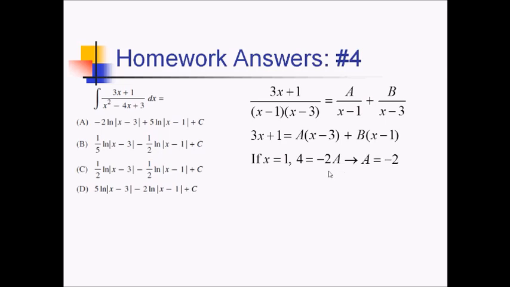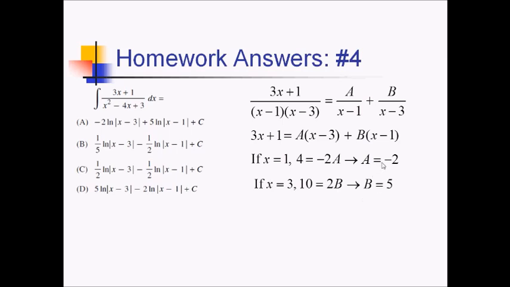Next, I need to get rid of the a value to find b, so I'm going to pick an x value of 3, and plugging that in, on the left side, 3 times 3 plus 1 is 10. On the right side, a is gone, and we have b times 3 minus 1, or 2, so 2b. Dividing by 2, we get b equals 5. Awesome. Now we got to plug these back in.